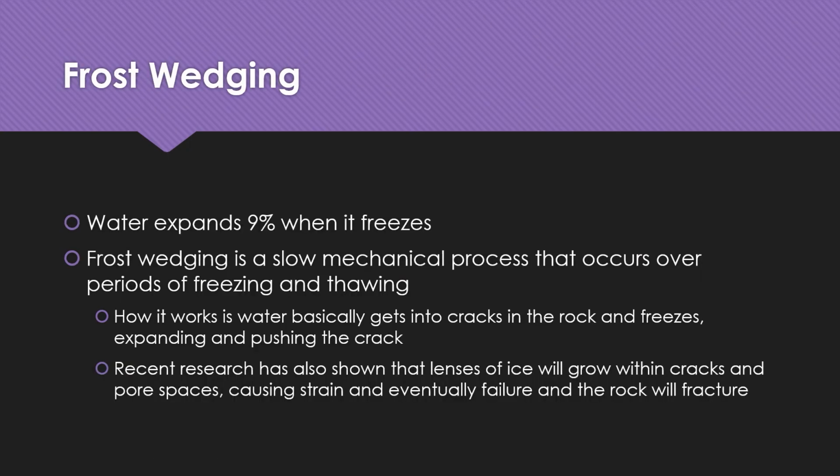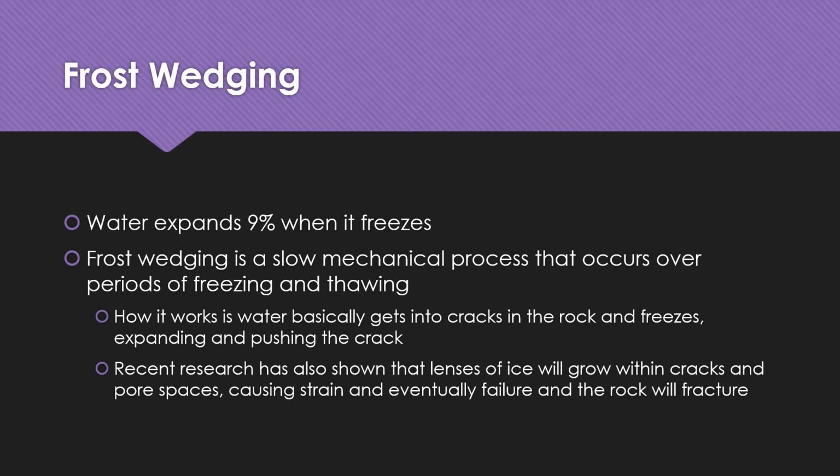Now we're going to go over some examples of mechanical weathering. So the first one is frost wedging. And we all know what happens when water freezes. It expands about 9%. Frost wedging is a slow, mechanical process that occurs over periods of freezing and thawing. Basically what that means is at night it gets cold enough for ice to form, and during the day it warms up enough for that ice to melt. Water will basically get into cracks in the rock and freeze, expanding and pushing the crack.